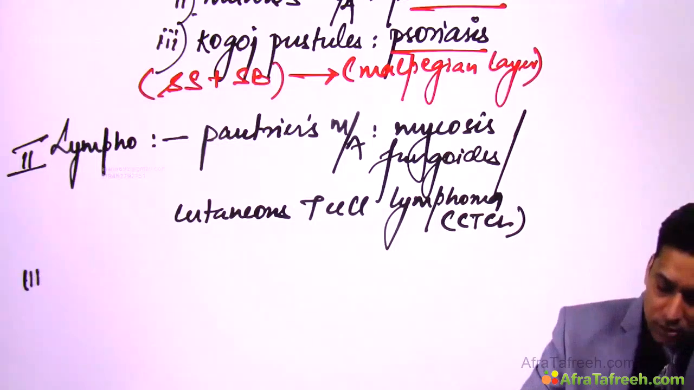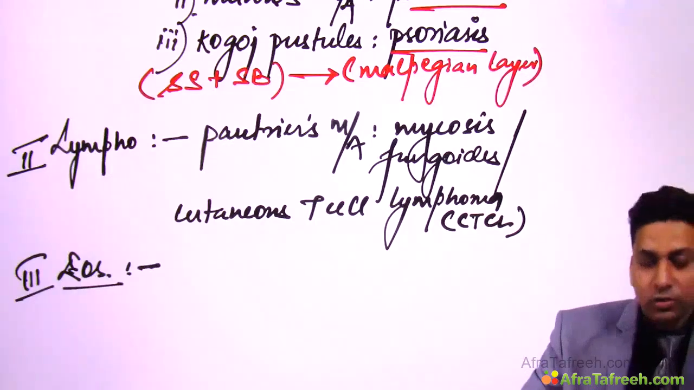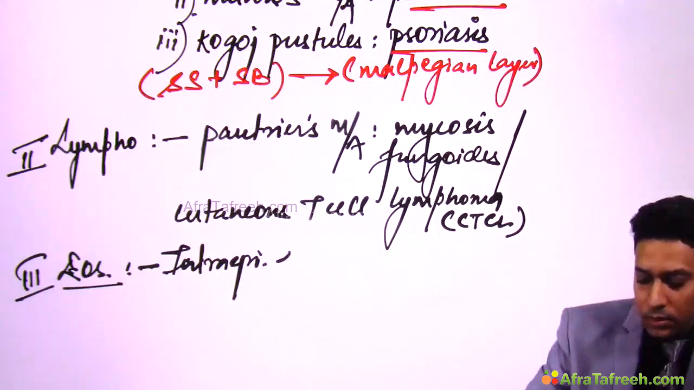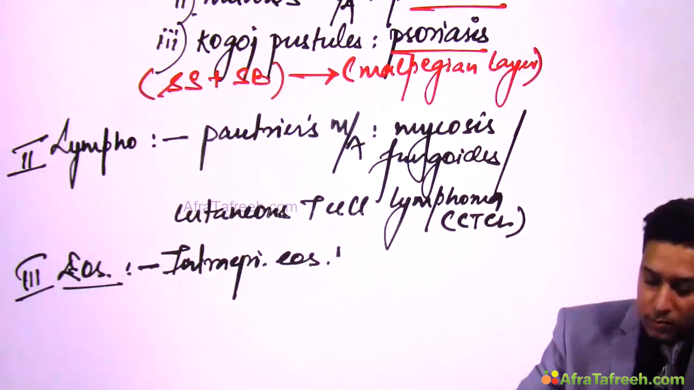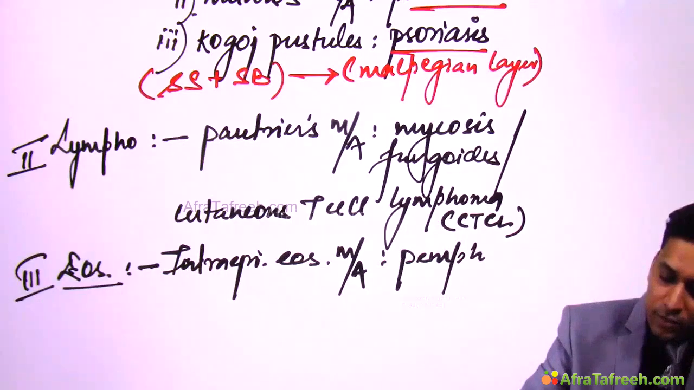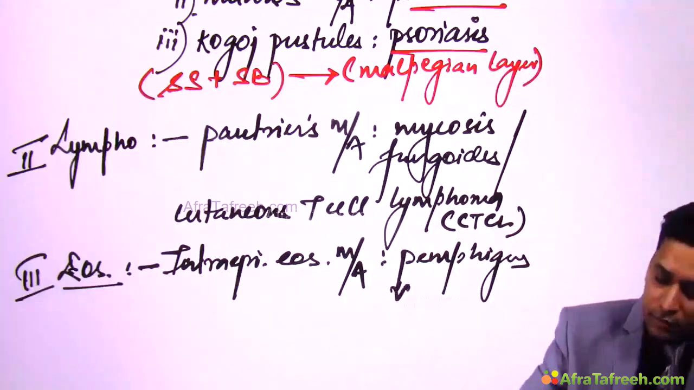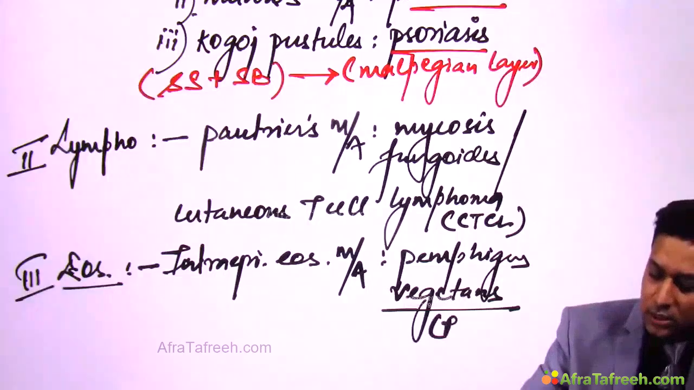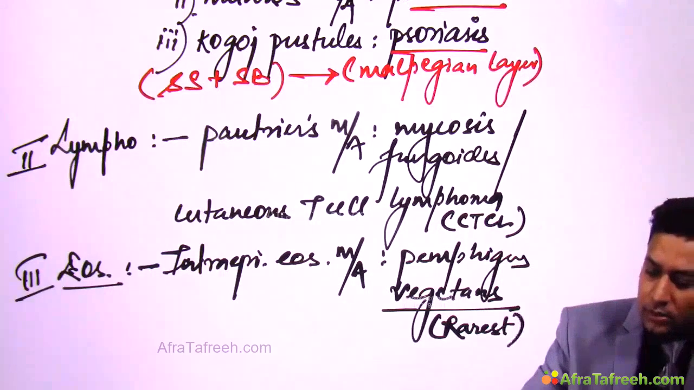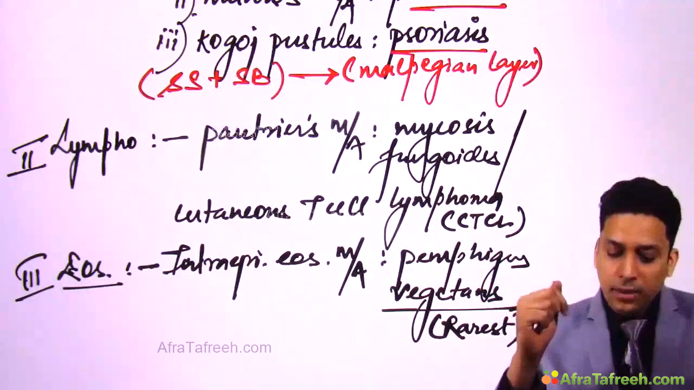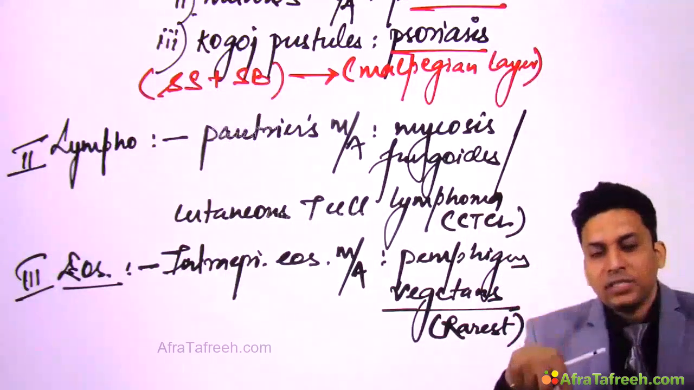And third one is eosinophilic, that is small collections of eosinophils. Intraepidermal eosinophilic microabscess, this is seen in pemphigus vegetans. Pemphigus vegetans is considered to be the rarest type of pemphigus. Okay. So these are a few microabscesses which you need to remember.